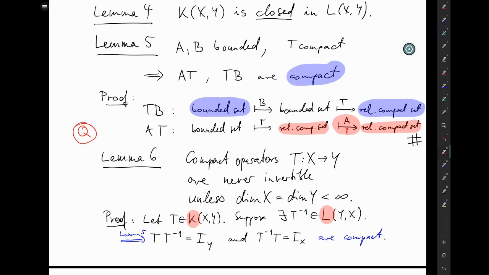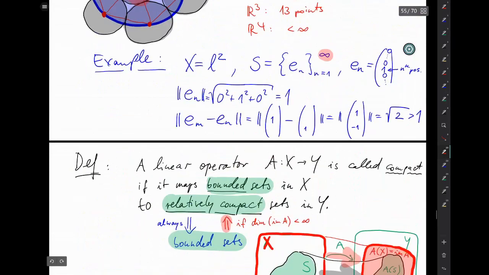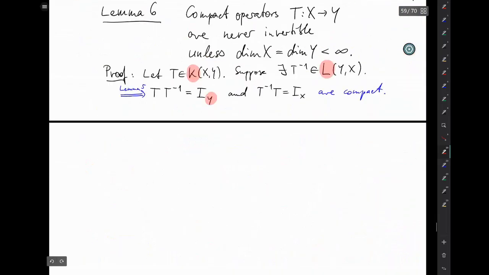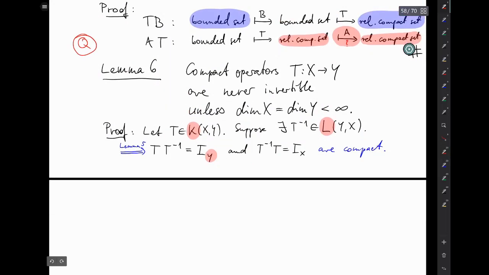So this means that every bounded set, for example the unit ball in Y, is a relatively compact set, and by our lemma 3, this is happening if and only if your space, in this case Y, is finite dimensional. So this here implies that the dimension of Y is finite, and in the same style, this here implies that the dimension of X is finite. So T would be an operator between two finite dimensional spaces. Okay, and from our basic linear algebra course, we know that there's only a chance for T to be invertible if the two dimensions agree, if they are equal. Okay, and that's exactly what our lemma is saying.